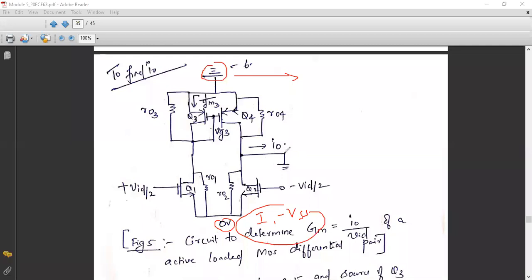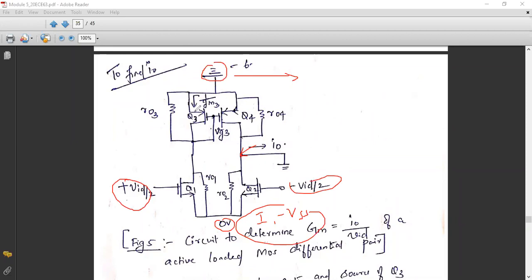Why? Because normally this is your output node, right? And normally we used to connect the load resistance here. But since we are determining the short circuit transconductance, I will not use any load at the output terminal. So directly the output terminal is to be connected to the ground. And since the operation is in differential mode, I will give a positive VID by 2 to the gate of Q1 and minus VID by 2 to the gate of Q2 respectively.